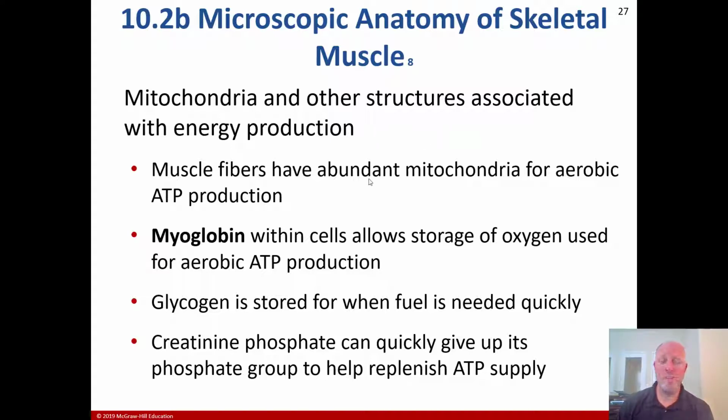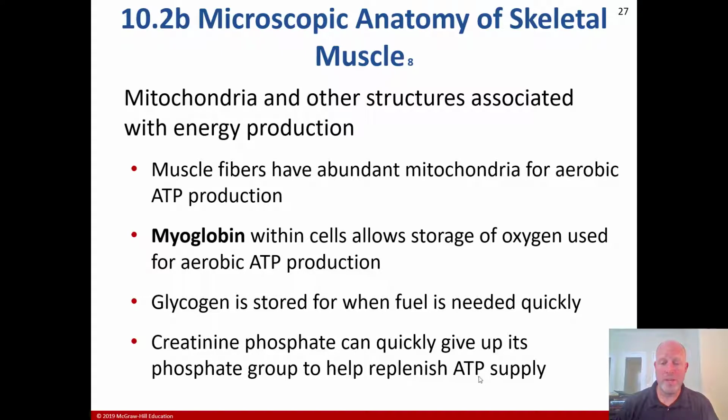Muscle fibers have abundant mitochondria, the powerhouse of the cell, for aerobic ATP production, part of the electron transport chain. Myoglobin within the cells allows for storage of oxygen that is used for aerobic ATP production, and glycogen is stored for when fuel is needed quickly for short periods. We'll talk more about that. Creatine phosphate can quickly give up its phosphate group to help replenish ATP supply.